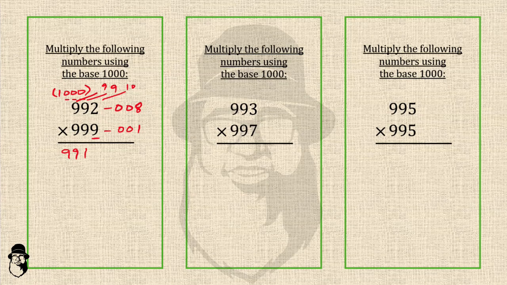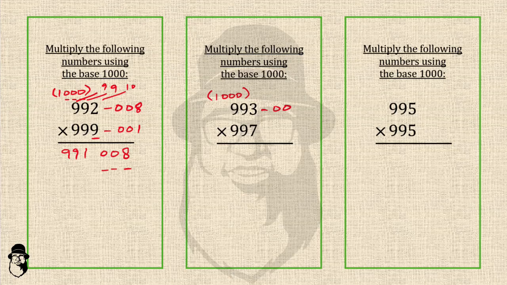And second part of the answer is we multiply these two. 8 times 1 is 8, but we'll write 0, 0, 8 as we have to cover 3 digits. So the answer is 991008.